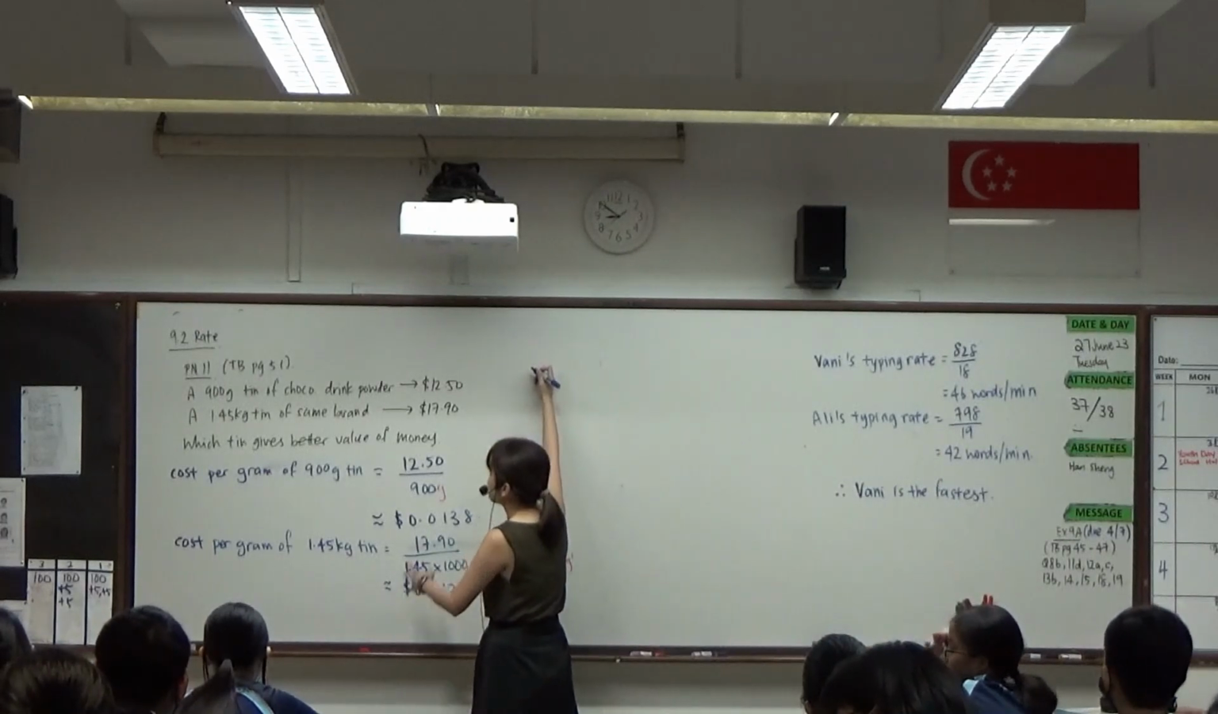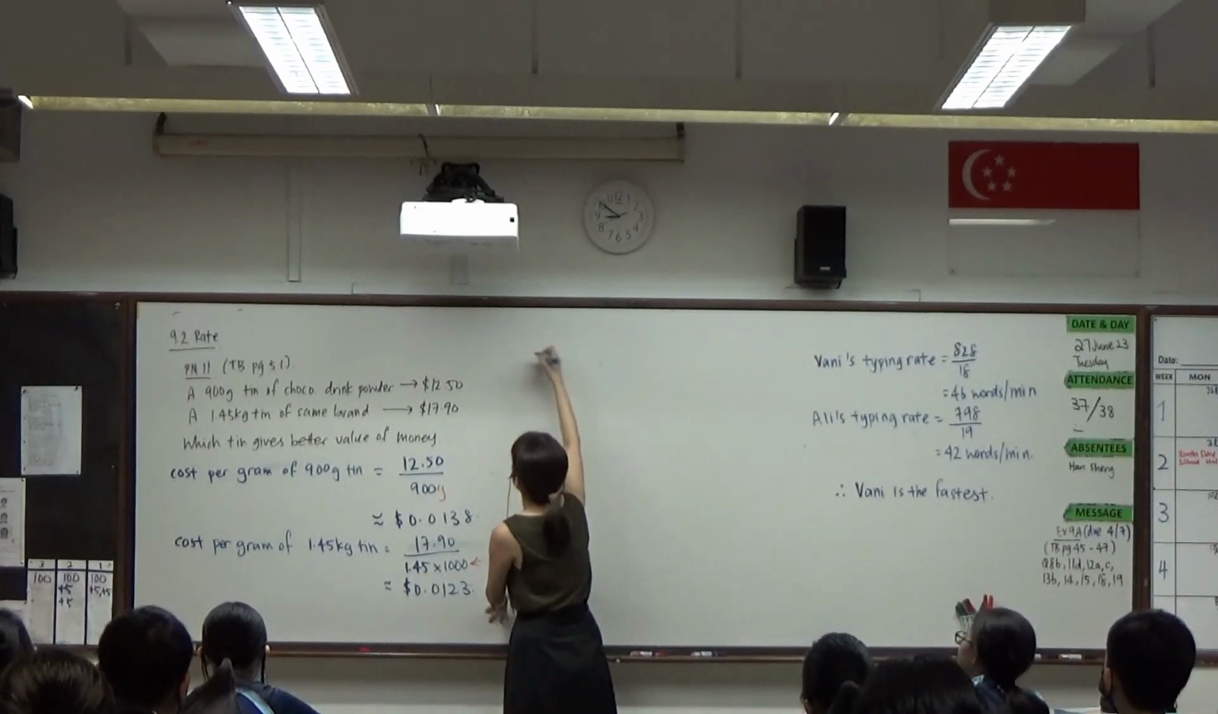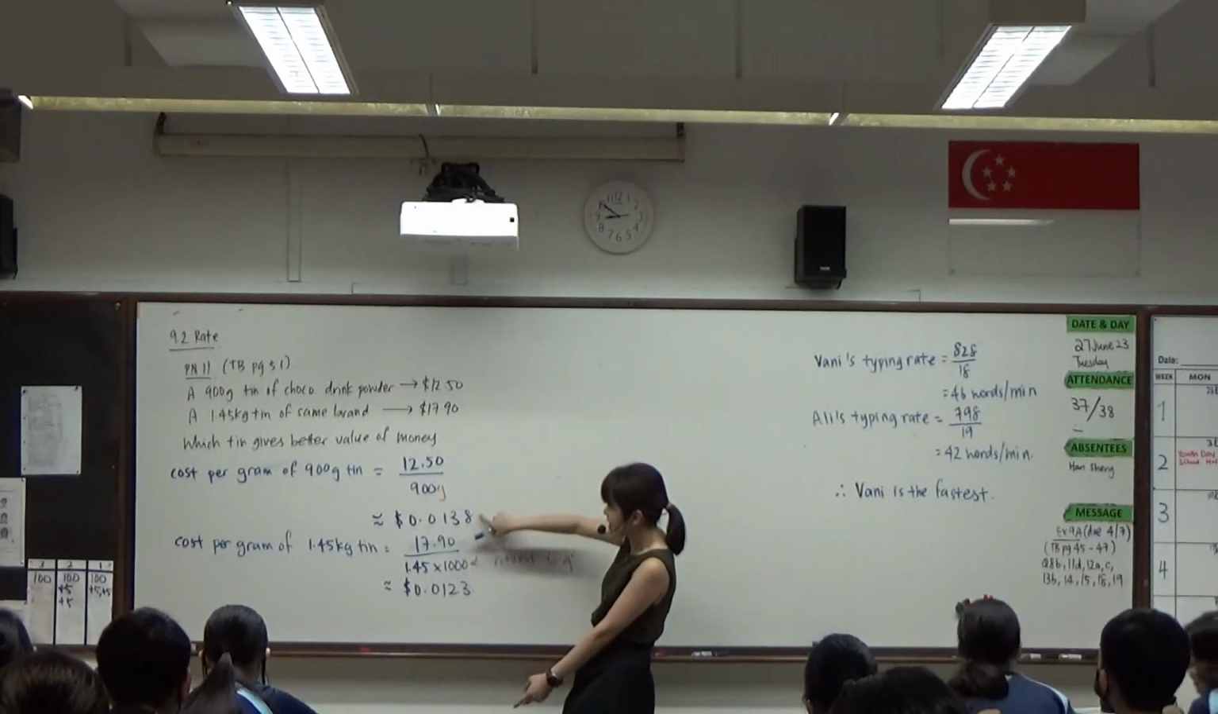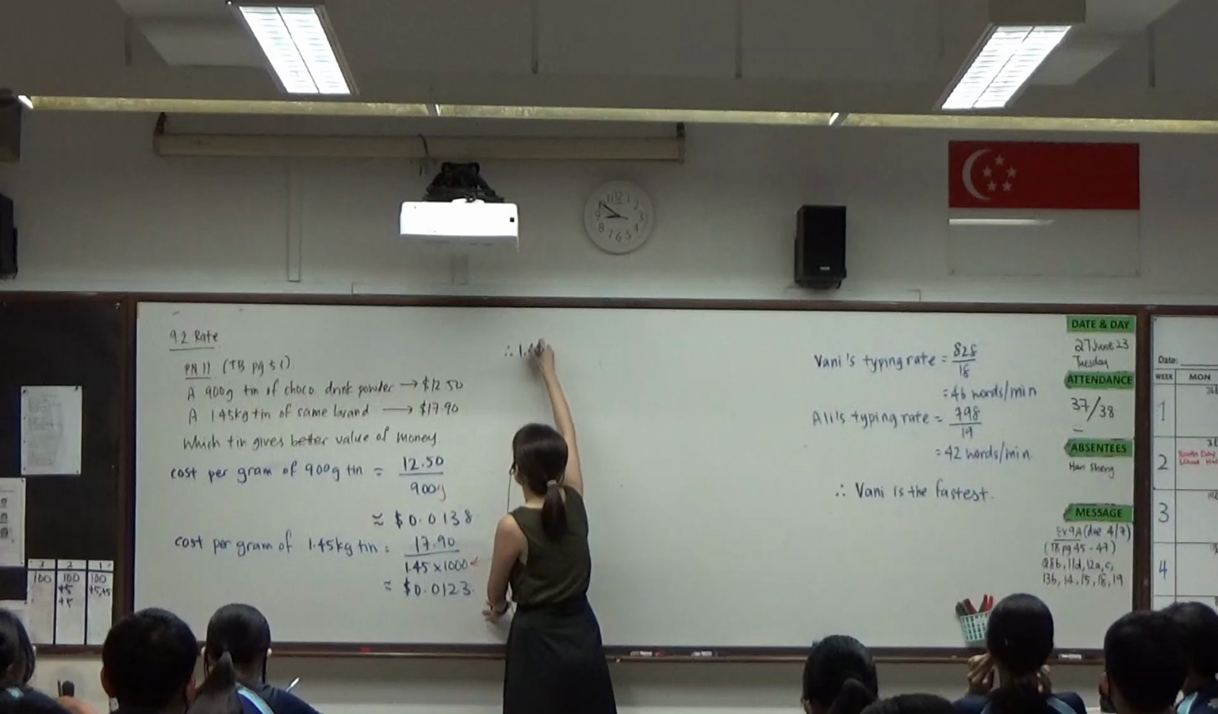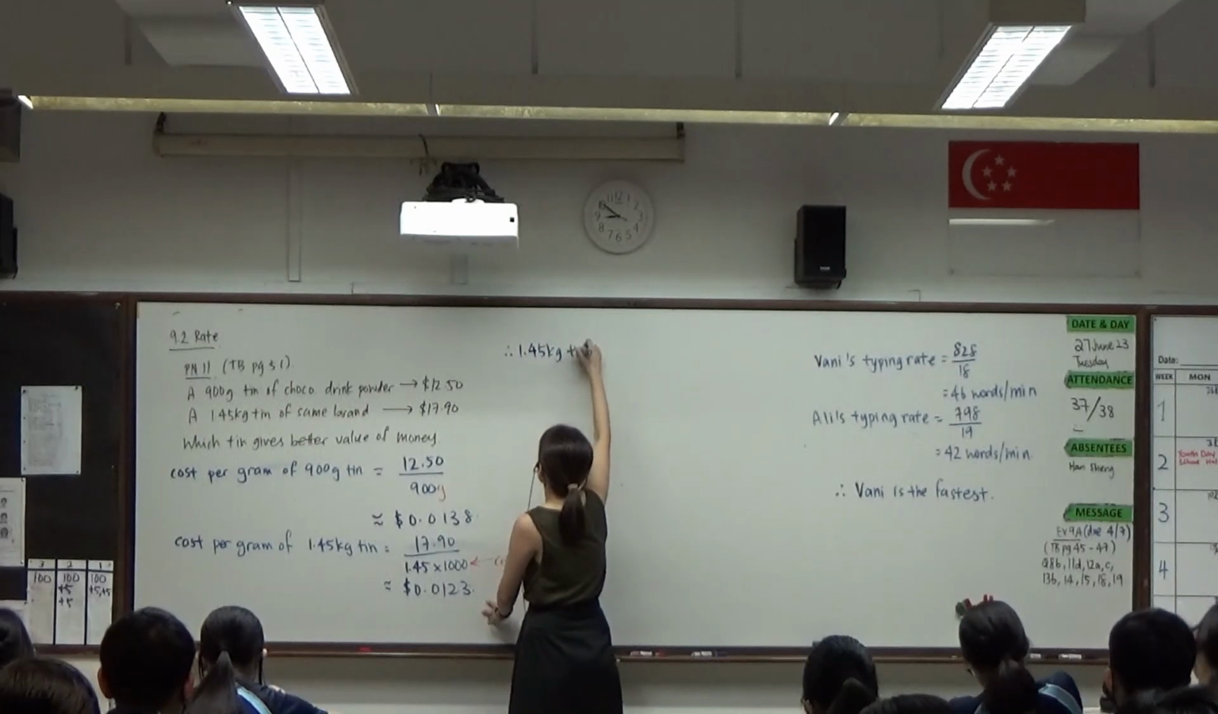So which one gives better value for money? Okay, so therefore comparing the decimals, we see that the 1.45 kg tin gives better value.